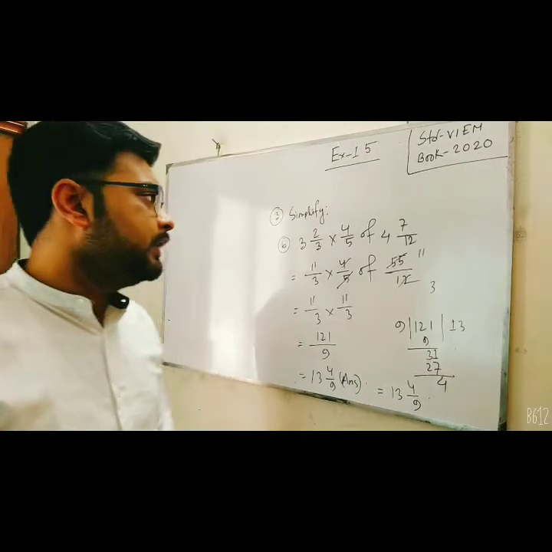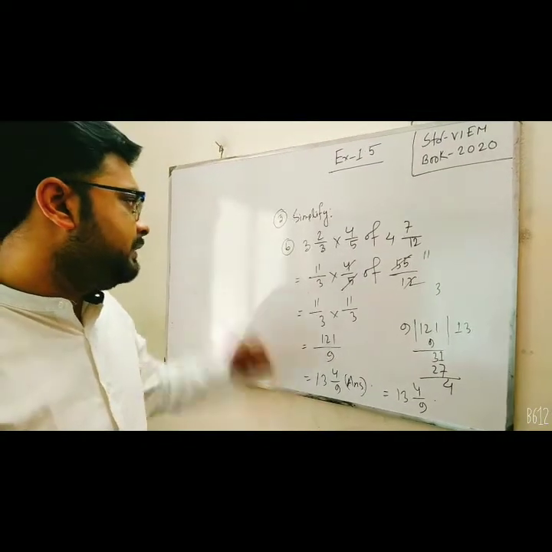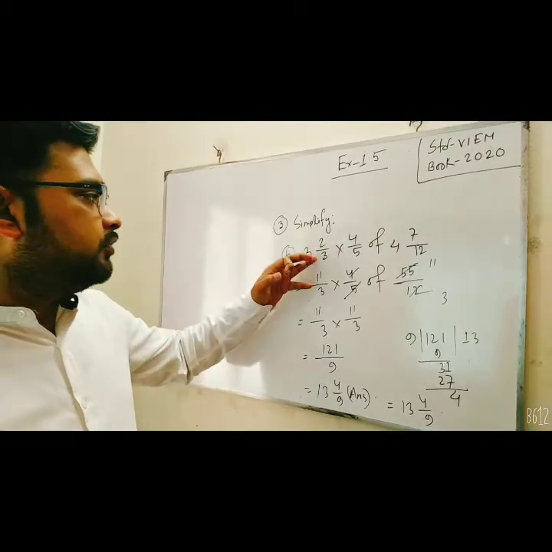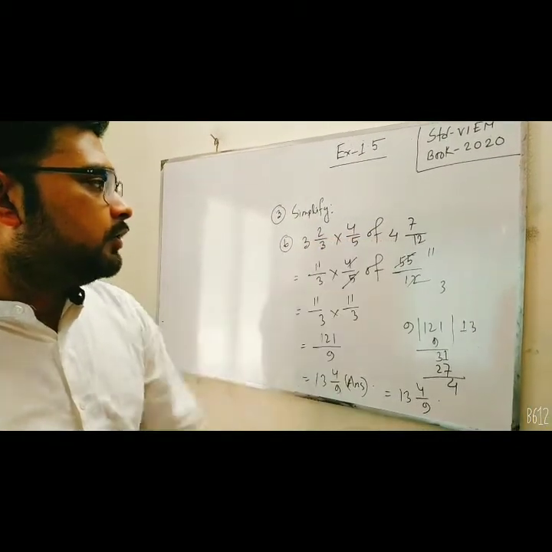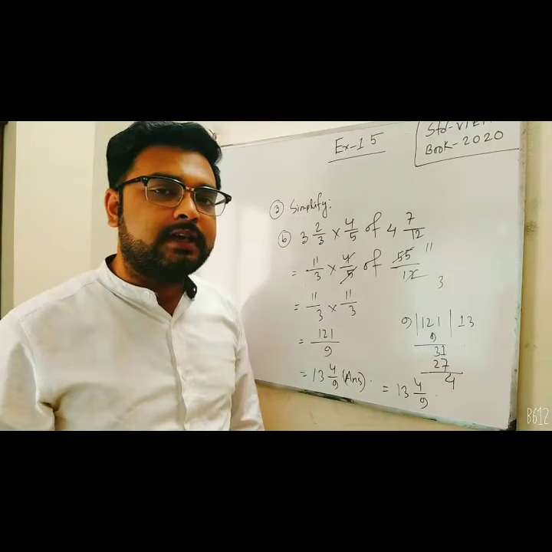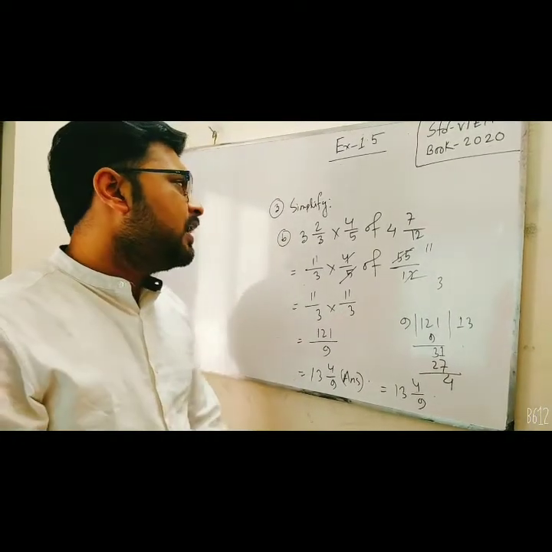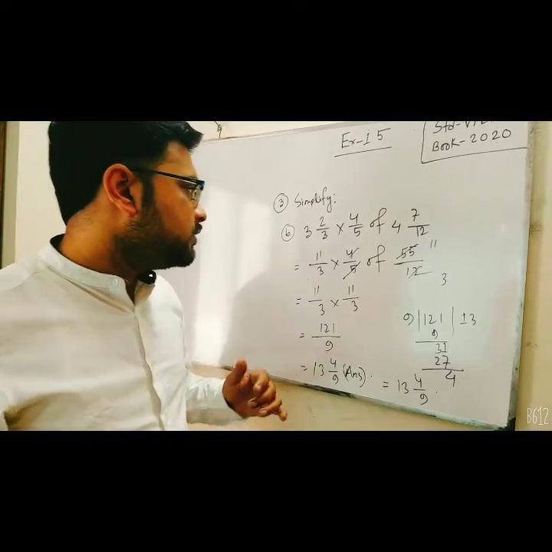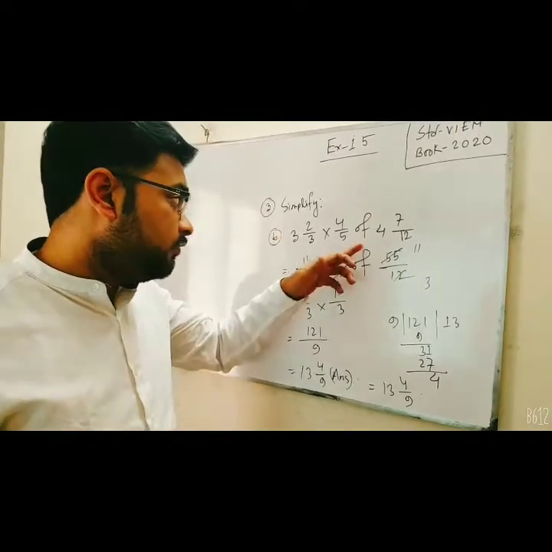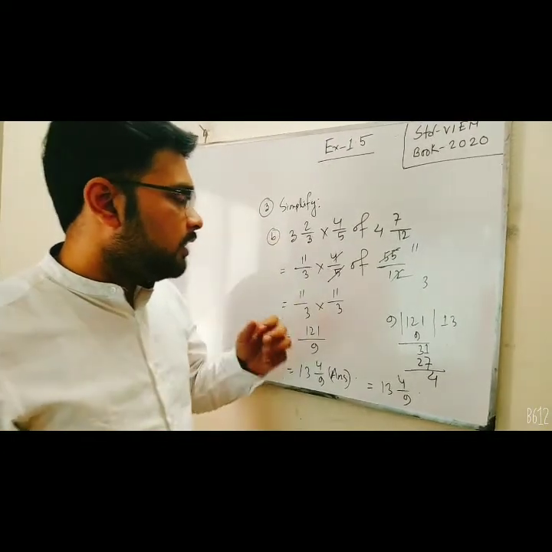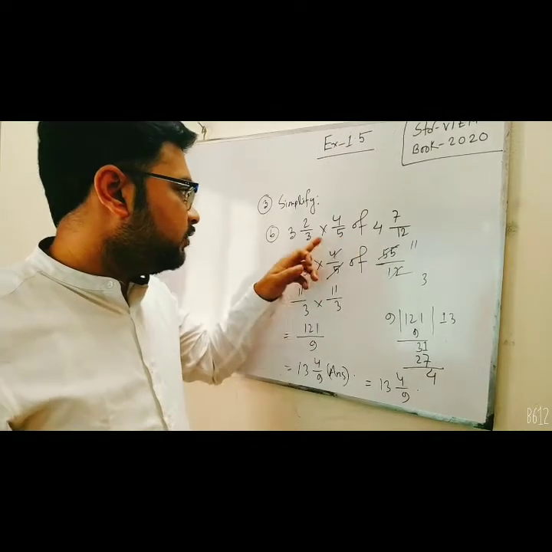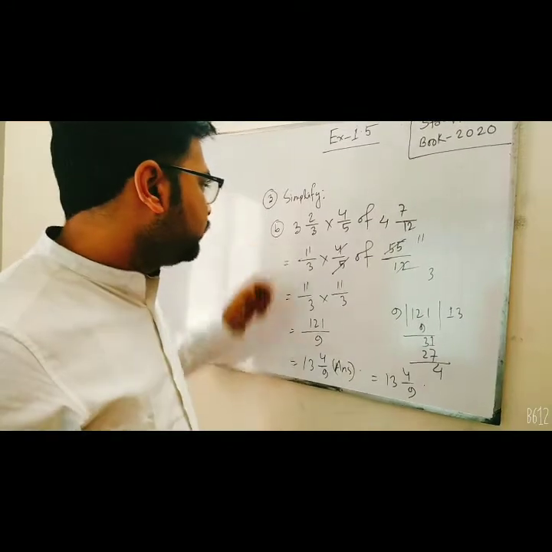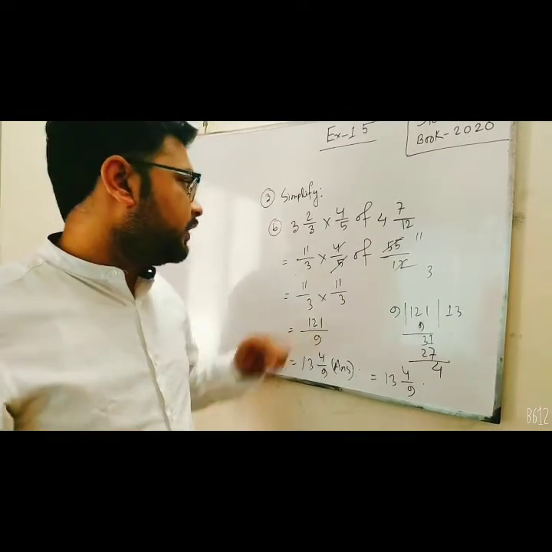Okay. Our next question is question number 3. Simplify. Question number 3 B: 3 whole 2 by 3 into 4 by 5 of 4 whole 7 by 12. Simplify means calculation, and we must follow some BODMAS rules. BODMAS rules, that means our first work is of and second work is multiply. So first of all, we will break the mixed fraction.